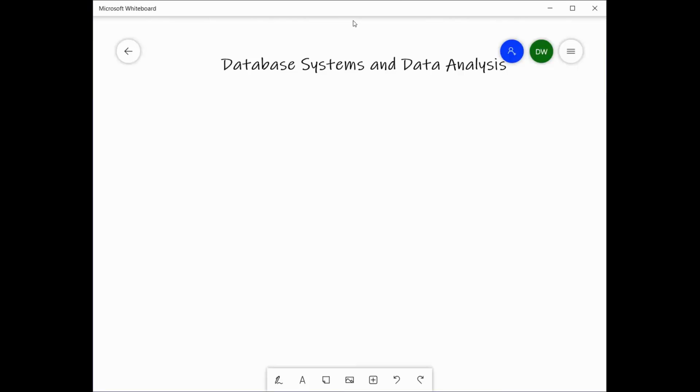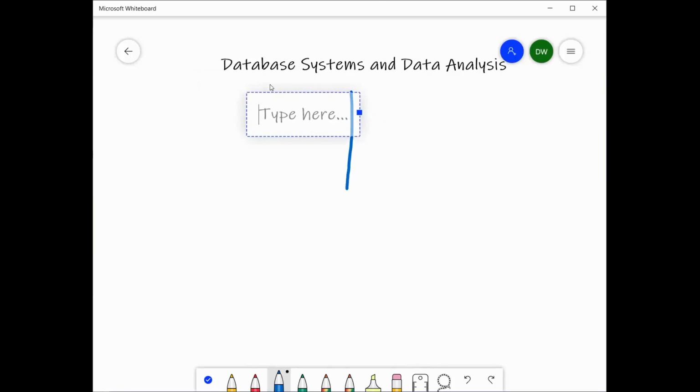Right, this is a subject we are going to learn. Here we talk about databases and how to analyze data within the databases. So here in this subject, you will learn two different things, and don't mix up those two terms.